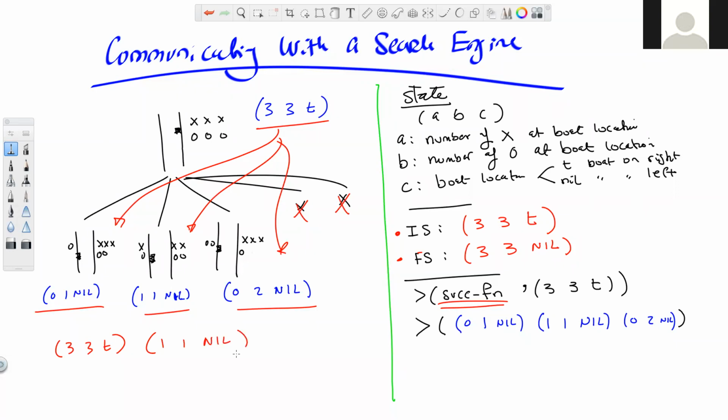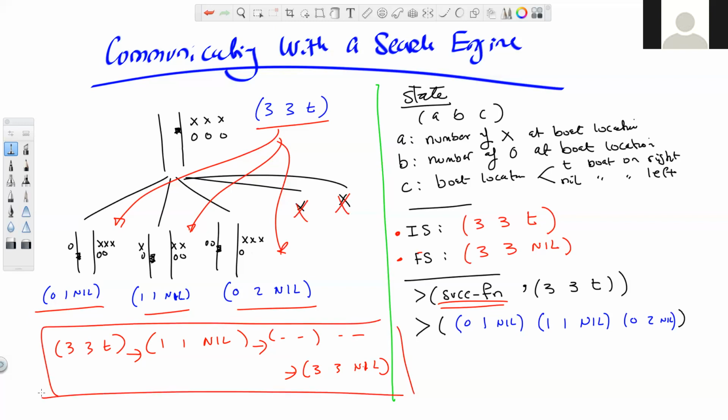And actually, let me give you, right. And then it says state, eventually it will end with 3, 3, nil. That's all you need. And that will show you how the problem got solved, because you can infer the action by looking at this state and that state. You can infer the action by looking at this state and that state and so on. So this is all you need to have solved the problem.